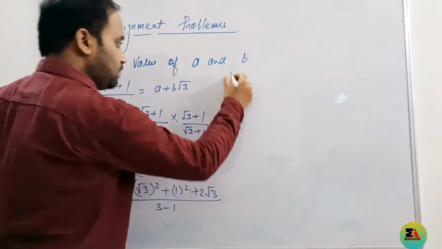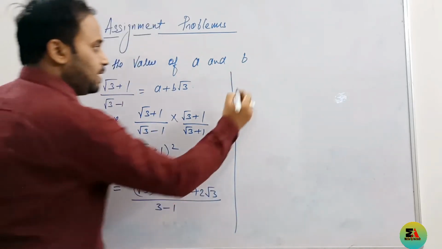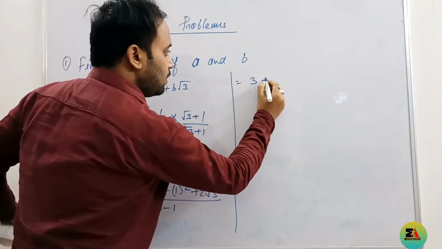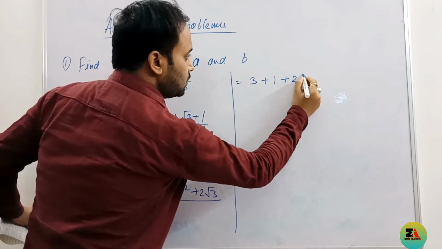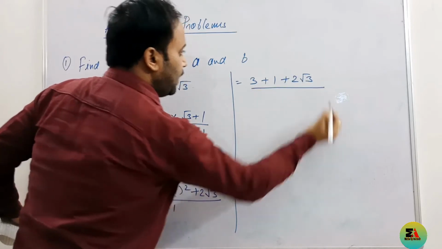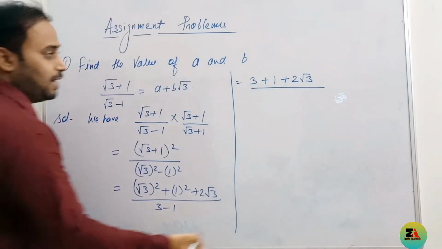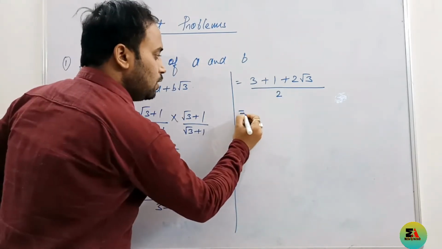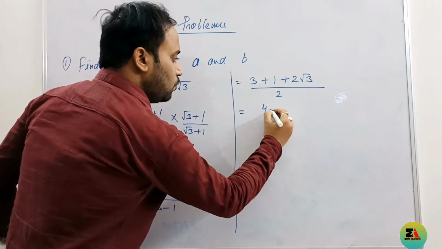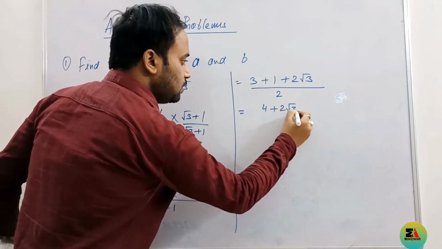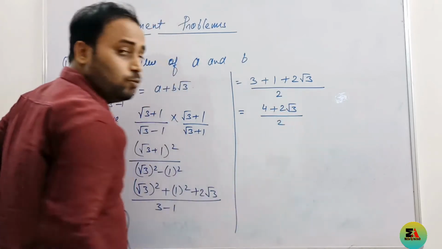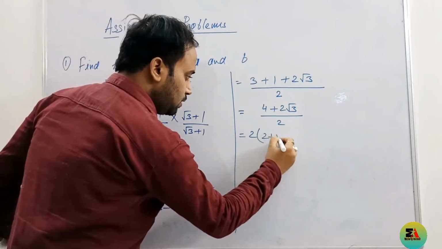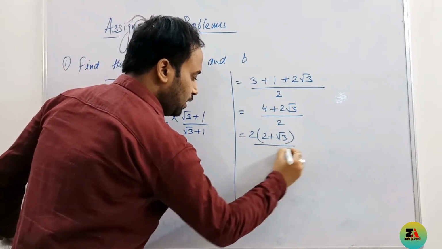Now see, this becomes what? Root 3 square becomes 3, plus 1, and this becomes 2 root 3, and our denominator is 3 minus 1, which becomes 2. I hope up to this stage it is clear to you. Now 3 plus 1 becomes 4, plus 2 root 3, by 2. Take 2 as common in all. It becomes (2 plus root 3) by 2.